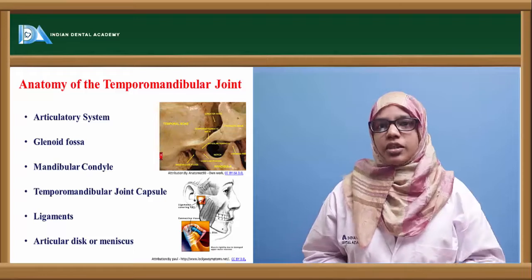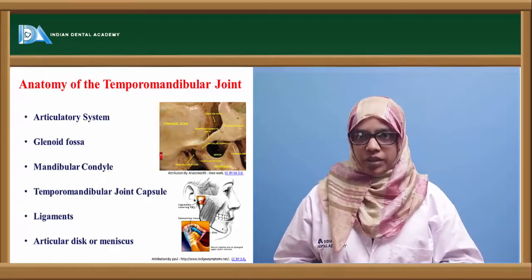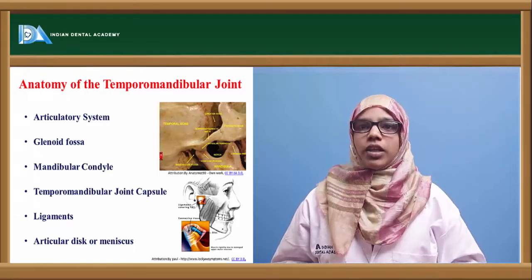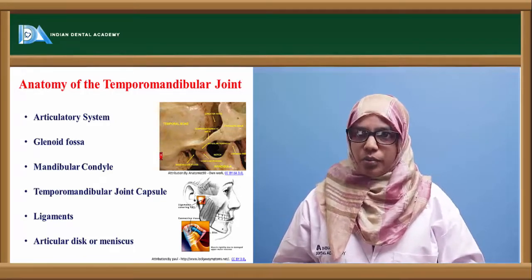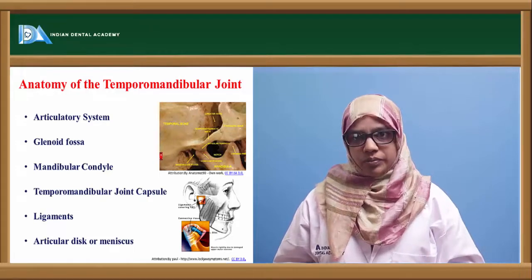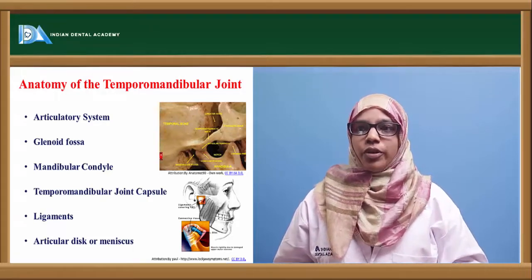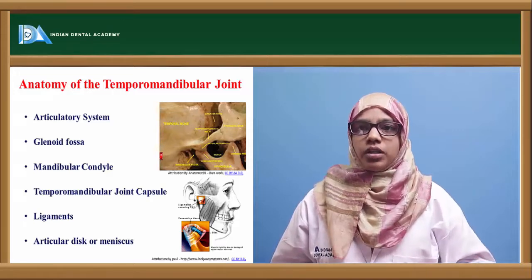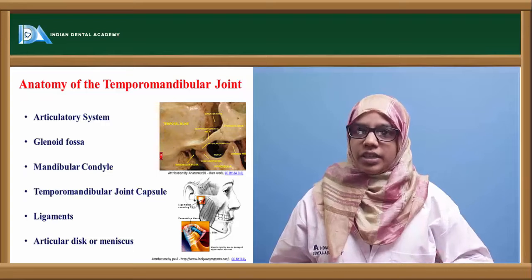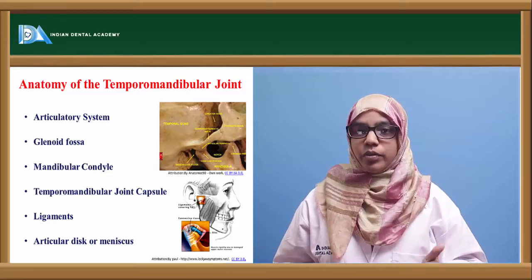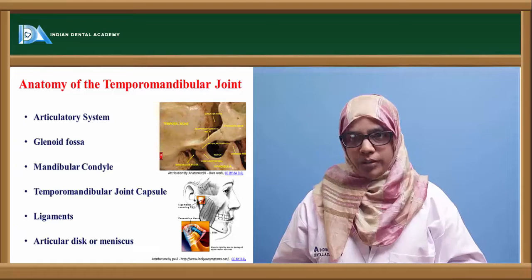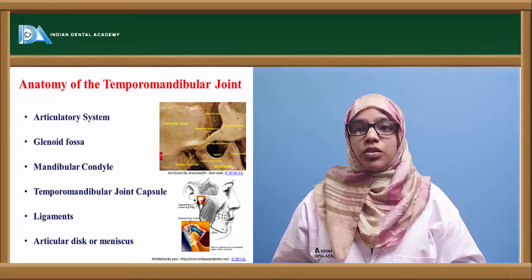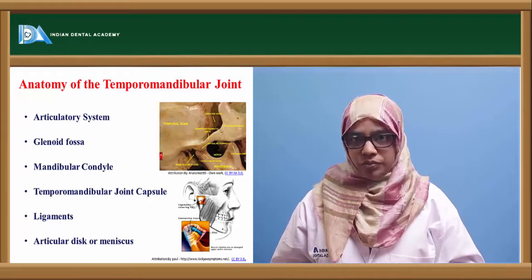Let's move on to the surgical anatomy of the temporomandibular joint. First, we begin with the bony component. It has two articulating surfaces. One is the cranial component, the other is the mandibular component. The cranial component is the glenoid fossa. The glenoid fossa is formed by the squamous part of the temporal bone. It is limited anteriorly by the articular eminence and posteriorly by the postglenoid tubercle. It is concavo-convex in shape and it is covered by an avascular fibrocartilaginous tissue.